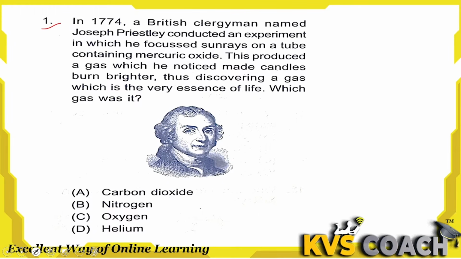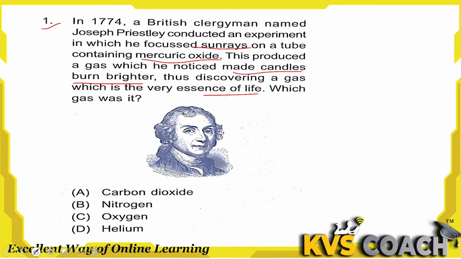In 1774, a British clergyman named Joseph Priestley conducted an experiment in which he focused sun rays on a tube containing mercuric oxide. This produced a gas which he noticed made candles burn brighter. The gas made in this process, which made the candle burn brighter, was a discovery of the very essence of life. Which gas was it?